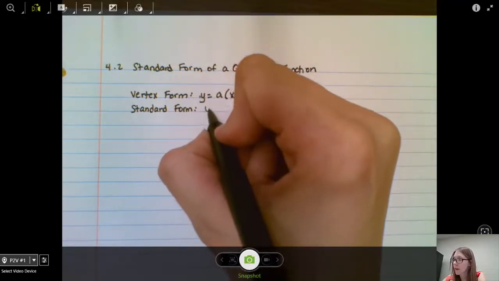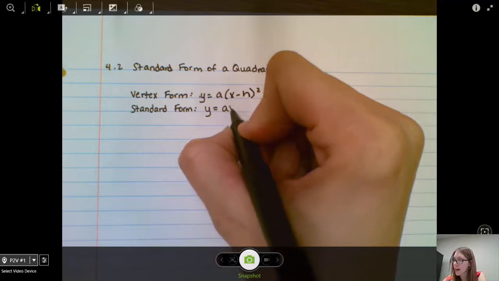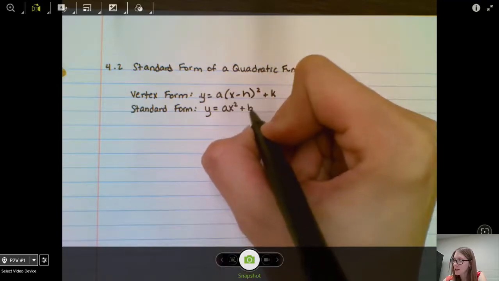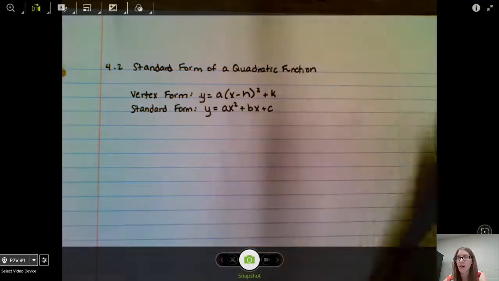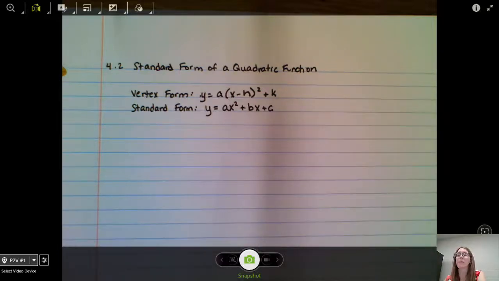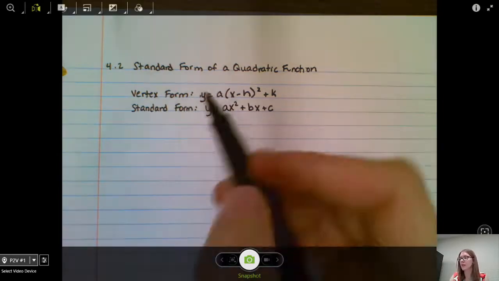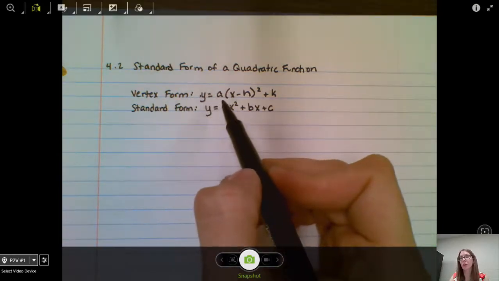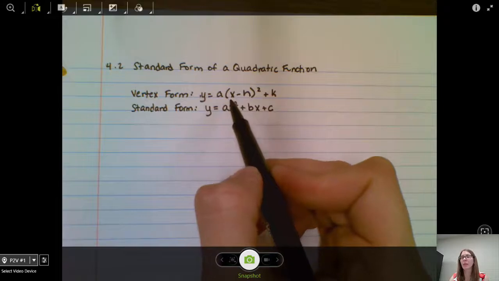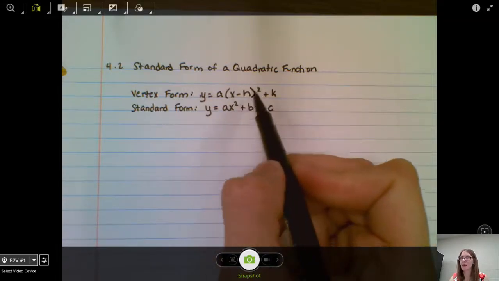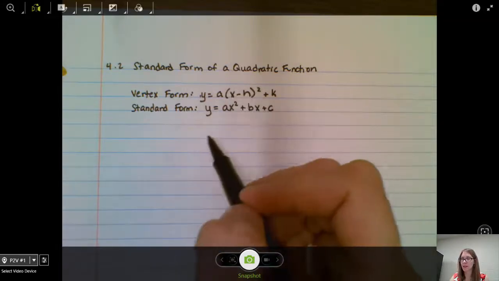Standard form for a quadratic function is y equals ax squared plus bx plus c. Notice how we don't have any parentheses there. We don't have a quantity that's squared. All of that multiplication has already been done for us. So we could get from vertex form to standard form if we multiplied this binomial. All right, so here's standard form.